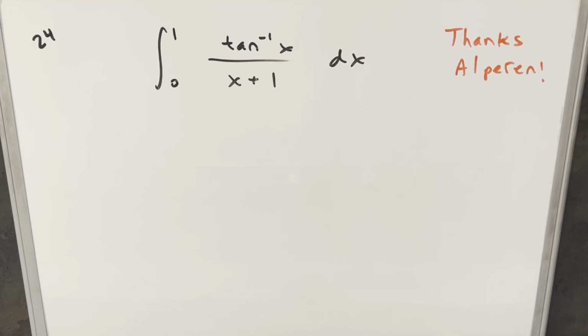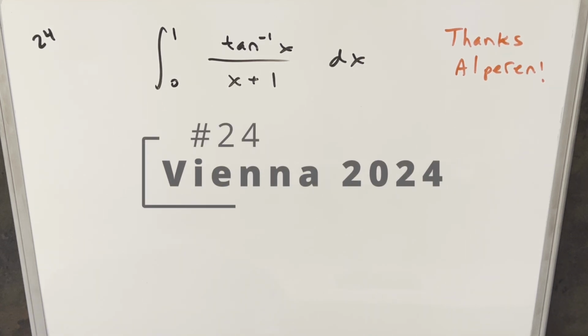Okay, doing something a little bit different today. We've got a problem here from the Vienna Integration Bee 2024, problem number 24. We have the integral from 0 to 1 of arctan of x over x plus 1 dx.